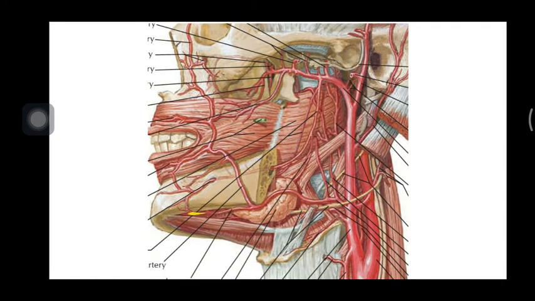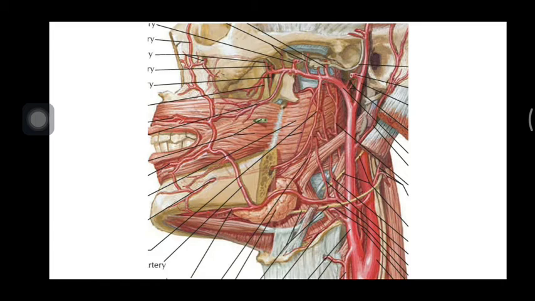This is the submental artery. It arises when the facial artery winds around the lower border of the mandible, and the submental artery runs forward along the lower border of the mandible and lies on the mylohyoid muscle. Here the underlying muscle will be the mylohyoid. This muscle will be the anterior belly of digastric. Deep to that, the muscle lying will be the mylohyoid. So the submental artery lies on the mylohyoid muscle. It supplies the adjoining structures.